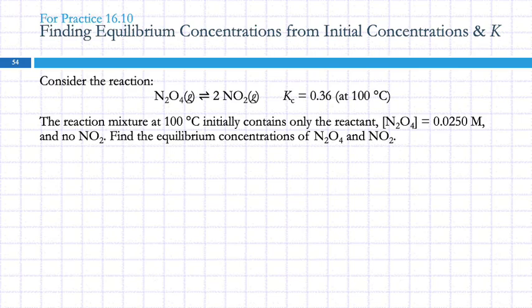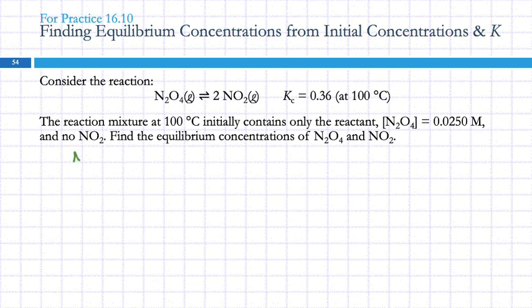Okay, consider this reaction. N2O4 goes to 2NO2. Equilibrium constant is 0.36. Reaction mixture contains only the reactant and no product. Find the equilibrium concentrations. So, same process. Make an ice table. Put in the initial concentrations. Find the change. Add the initial and change to get the equilibrium concentrations. Plug that and K into the expression, solve for X.